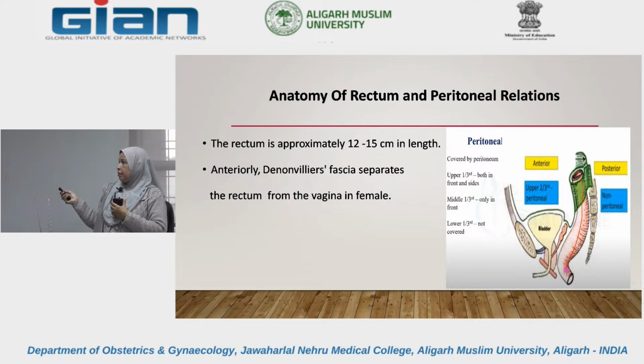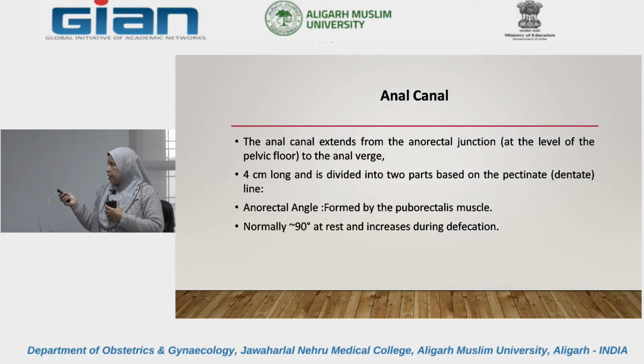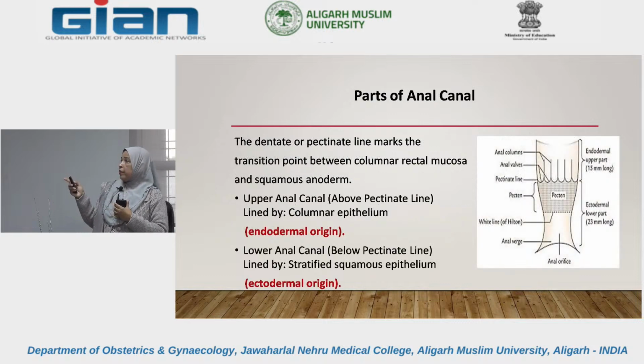Now the anal canal extends from the anorectal junction, which is at the level of the pelvic floor, to the anal verge, about 4 centimeters. It is divided into 2 parts by a line known as the pectinate line or the dentate line. The anorectal angle is formed by the puborectalis, which forms a sling, and in the resting phase it is 90 degrees. Now this division is very important when we go back to the development of the anal canal.